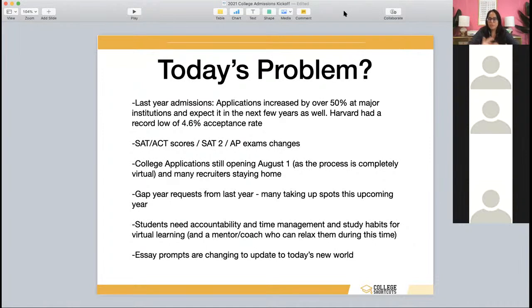The second big thing that is happening is around the SAT and ACT, SAT 2s, and AP exam changes, going from 1 hour to 3 hours.